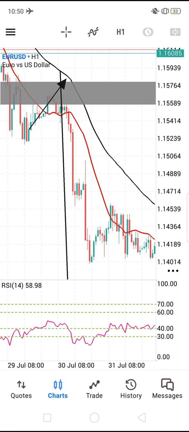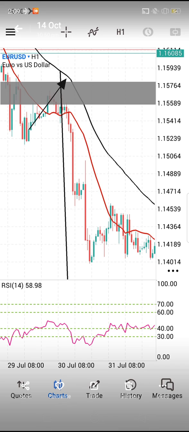Let's go on. See this one. I did this analysis on Euro USD. Euro USD is the currency pair that I trade most in forex trading, because it's the biggest one, with developed countries that have very strong economies. Yes, see the way I drew it. I marked this one on the 4 hour.